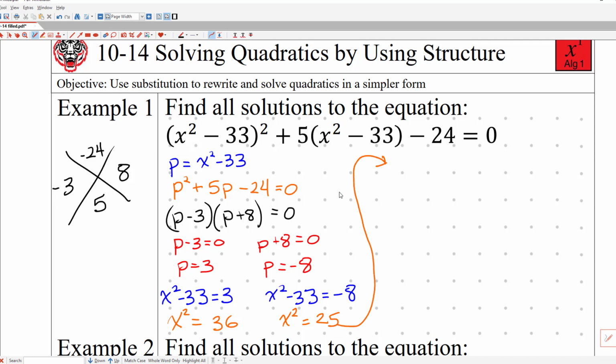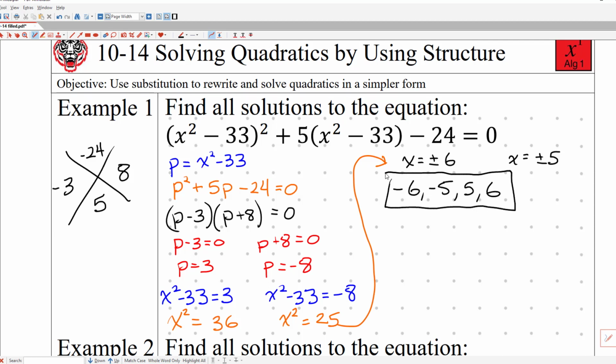My next step is to square root both sides. So if I do that, I'm left with x is equal to plus or minus the square root of 36, which is 6. And for the second equation, square root both sides, x is equal to plus or minus 5. And those are my answers. So if I listed all of those answers out, I would have negative 6, negative 5, 5, and 6. There are 4 different answers in this case that work for this equation. And on Khan Academy, you can list any one of those. So it says give one answer, and you can just choose either one of the 4.